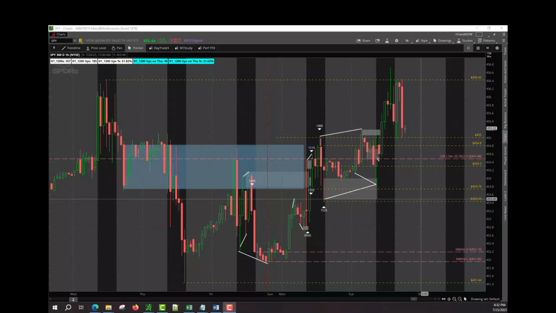Good evening. Let's do an end of day review for today, Tuesday, July 25th, 2023. I think the price action in the market today is very beautiful.